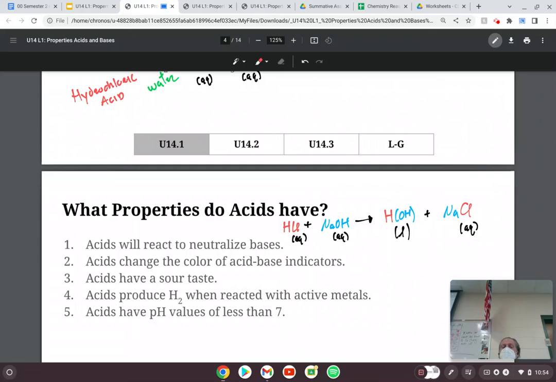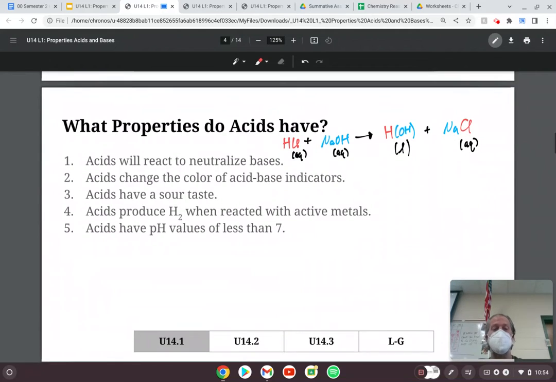But yes, you're right. Acids have a sour taste, and common foods that you can eat that have acid in them are things like your lemons, your limes, your oranges. Okay. Acids produce, and I'll come back to your statement about the Sour Patch Kids.